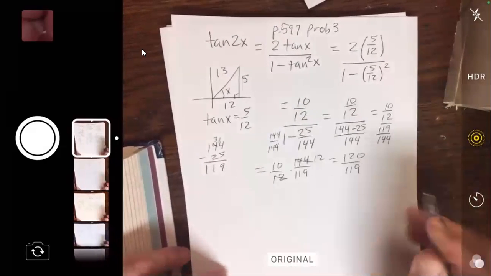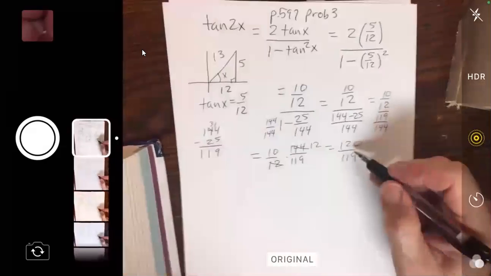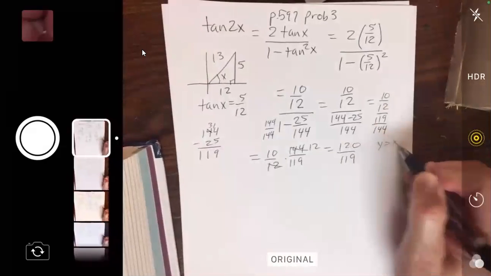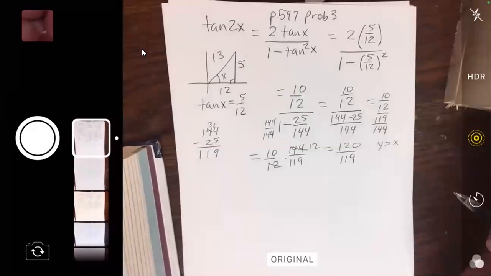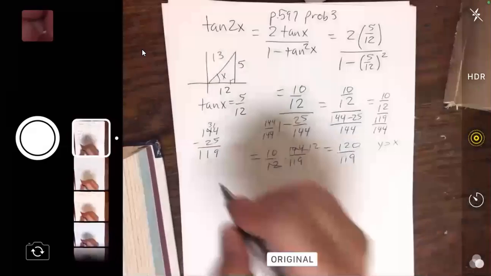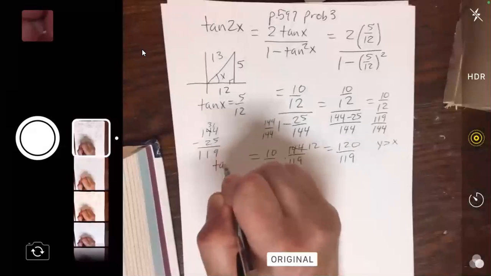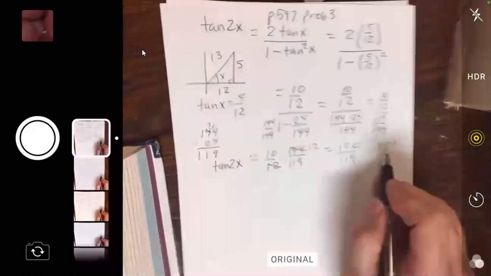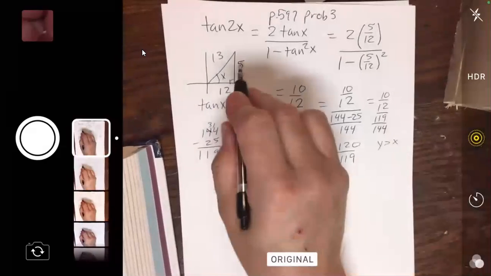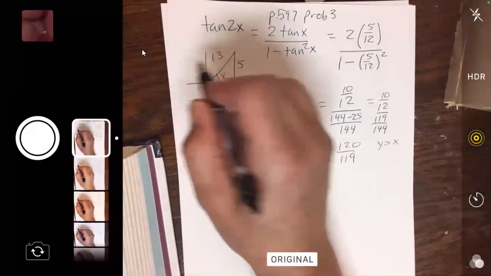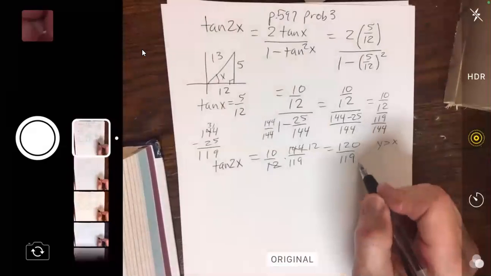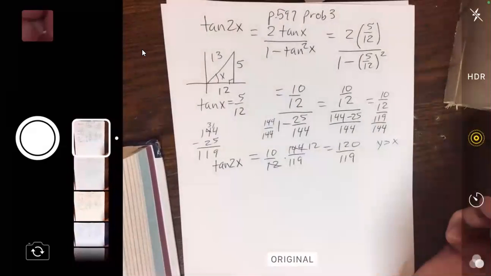And remember, there's no rules about it. It just means your y leg is greater than your x leg. There's no rules about tangent. That's the tangent of 2x now, don't get confused. Tangent of 2x, your y leg is greater than your x leg. Tangent of x is 5 over 12. At 2x, you're further around, and your tangent becomes 120 over 119.